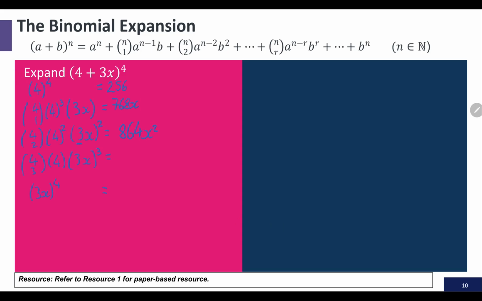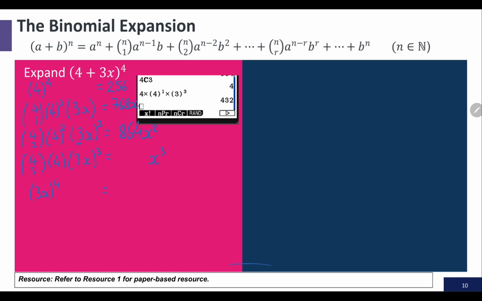So the next term, you've guessed what's going in the calculator. 4 choose 3, multiplied by 4, multiplied by 3 cubed. So we know this is going to be an x cubed term. And here we go. 4 choose 3 is 4. So that's 4 multiplied by 4 to the power of 1, or just 4, multiplied by 3 cubed. 432. Now without a calculator, this can be quite long, and you're going to be testing more on your arithmetic rather than your skill of using the binomial expansion.